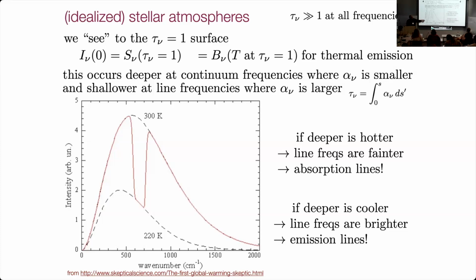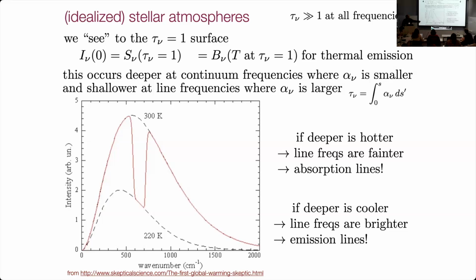So you set tau equals 1, and that's an integral of this absorption coefficient over the path length. Okay? In the continuum where alpha nu is low, you have to integrate for longer. You have to go deeper into the star before tau becomes 1. If alpha nu is high, like in a line, you don't have to go as far. So this ds will be small, the integral ds will be a smaller path length, and you'll get to tau equals 1 higher up in the atmosphere of the star.